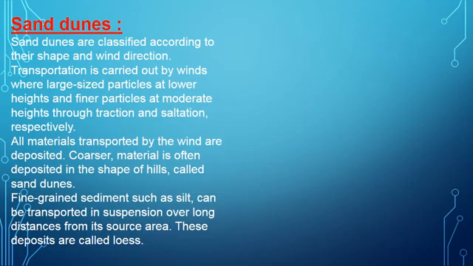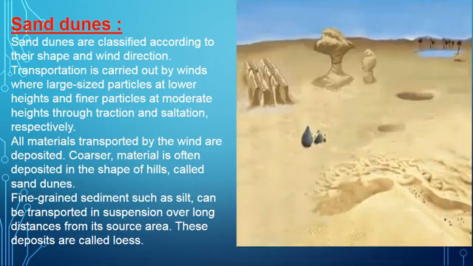Next are the sand dunes. Sand dunes are classified into two types, that is Barchan and longitudinal. So how are sand dunes created? The transportation is carried out by the winds, with large particles at lower heights and finer particles at moderate heights, through traction and saltation. So the processes of transportation seen in sand dunes are traction and saltation.